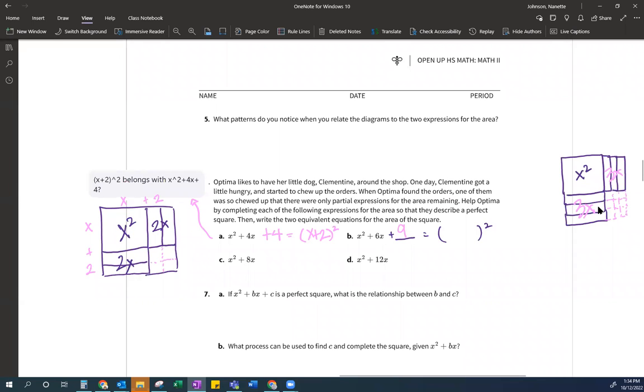Okay, very good. Someone said, hey, Ms. Johnson, is this x plus 3 on this side right here? Yeah, it's x plus 3. Good. And x plus 3.